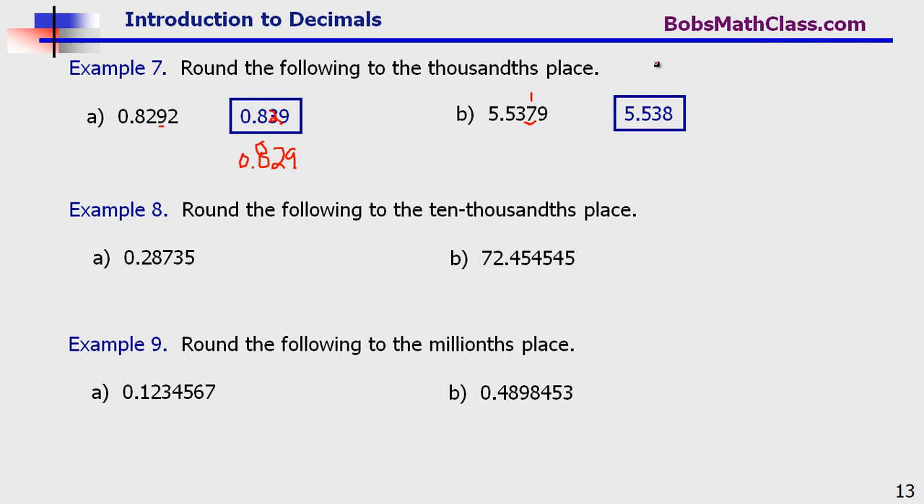Okay, 10,000th place. Which number is the 10,000th place? Because tenths, hundredths, thousandths, 10,000ths. It's the 4th place. You can look at your chart. So the 3 is in the 10,000ths. Look at the number to the right. It's a 5. So what are we going to do with that 3? Yeah, add 1. So we get 0.2874.